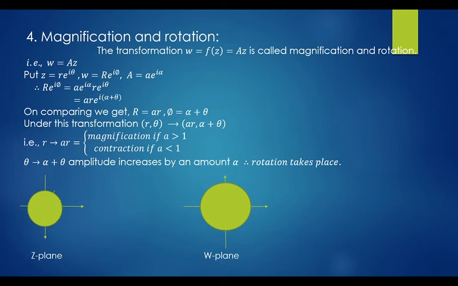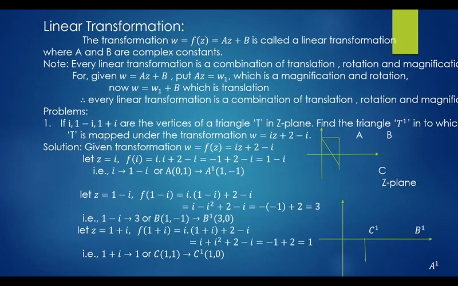Theta changes to alpha plus theta means the amplitude increases by an amount of alpha. That means theta has increased by alpha. What does this mean? Rotation takes place. Okay, so the next type of transformation is linear transformation.